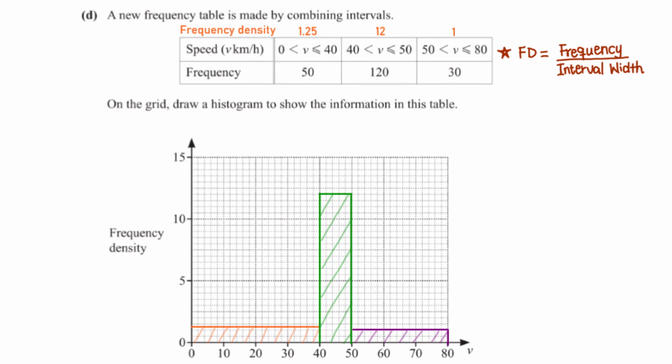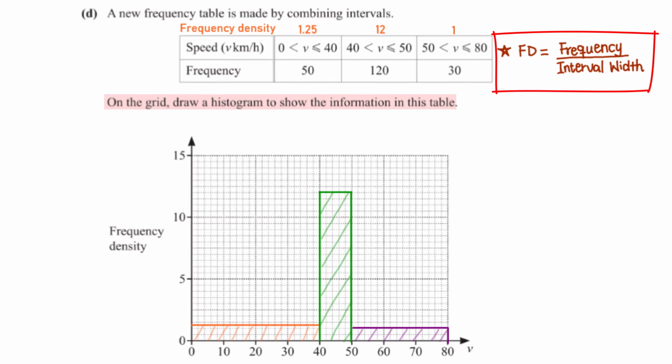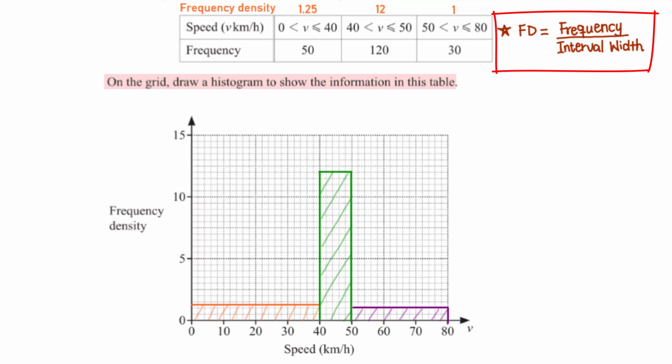A new frequency table is made by combining intervals. On the grid, draw a histogram to show the information in this table. To be able to draw the histogram, we need to calculate the frequency density for each of the given intervals. The frequency density is equal to the frequency divided by the interval width.